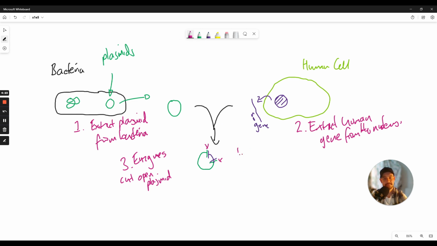So step 4, the human gene inserted into plasmid. Okay, using enzymes. Don't forget to mention the fact that enzymes are going to be gluing these together, just like they are used, different enzymes though, that are used to cut up the plasmid. What we have now here is a plasmid that contains human genes and bacterial genes. Now we can call this recombinant DNA.